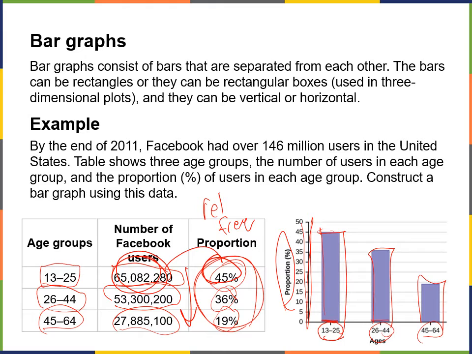Probably today, I would guess, this was in 2011, if they did it today, it would probably have the reverse picture. I would say probably 45 to 64 would be the biggest group here, and then it would trail off maybe the other way. I don't know a whole lot of 13 to 25s are into Facebook anymore, but whatever.